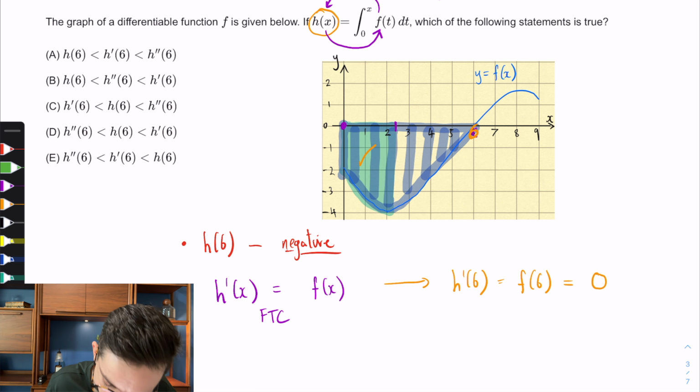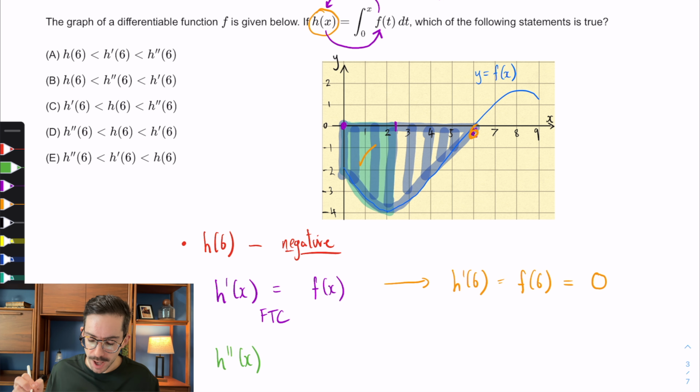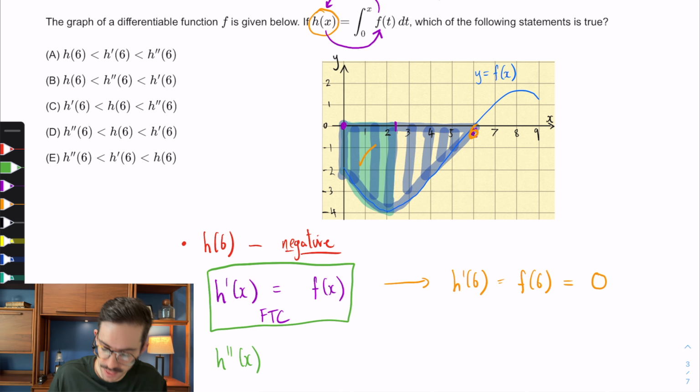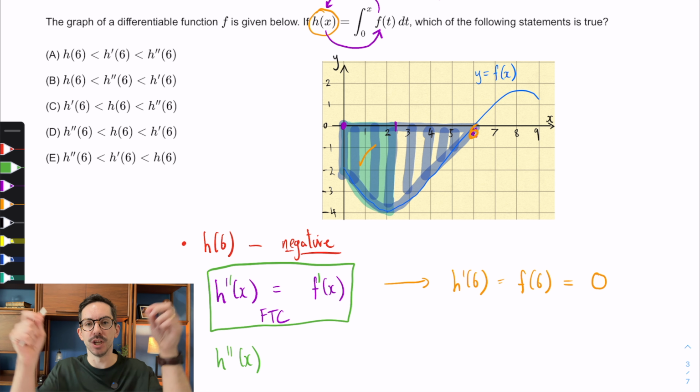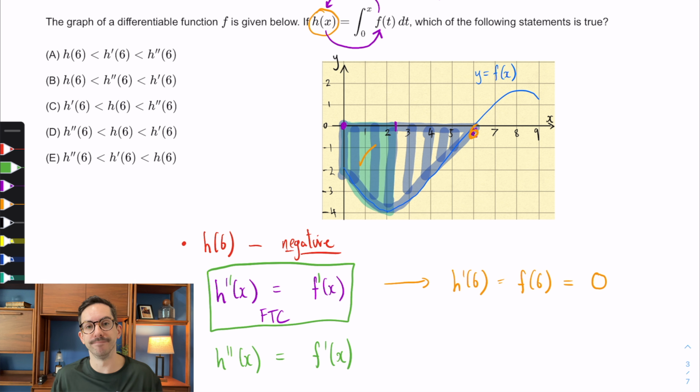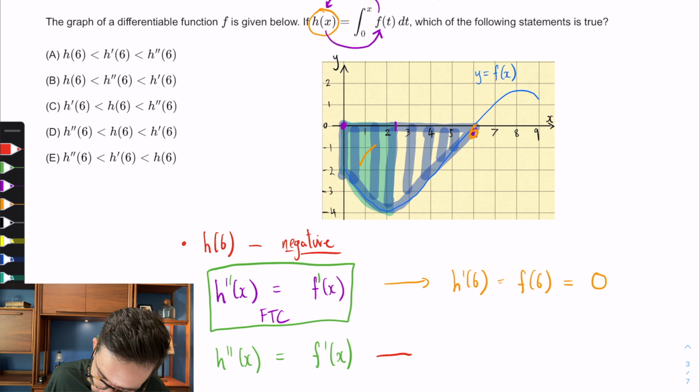Finally, let's think about the second derivative, h double prime. Well, if h prime is f, the derivative of h prime, to get me the second derivative, will be the first derivative of f. I'm just taking that equation and differentiating both sides. So that tells me that h double prime of x is f prime of x. Okay, well, I want to know what h double prime of 6 is. So that is f prime of 6.